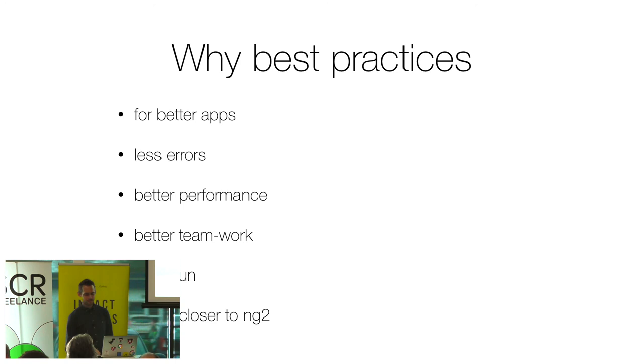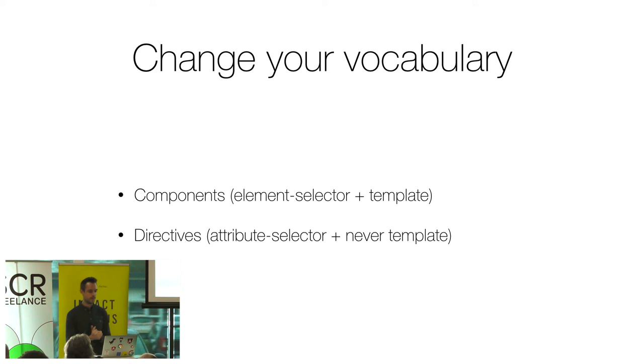So the first thing I've tried to change my mind about is changing my vocabulary. I start to think about directives and components like they work in Angular. AngularJS directives can be more or less anything, and Angular components are a very strict definition of what a directive can be. So I think it's a really good idea to start thinking the Angular way and say a component is something that has an element selector and always has a template, and a directive is something that has an attribute selector and never has a template.